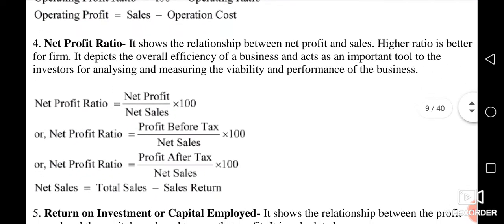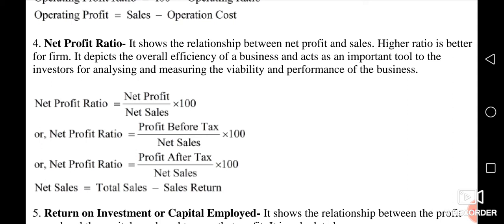Net profit ratio. It shows the relationship between net profit and sales. High ratio is better for firm. It depicts the overall efficiency of a business and acts as an important tool to the investors for analyzing and measuring the viability and performance of the business.